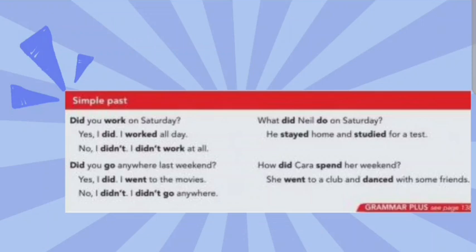The simple past is a tense used to talk about actions that began and ended in the past. It doesn't matter if the action happened a long time ago or recently. The important thing is that it's already complete.